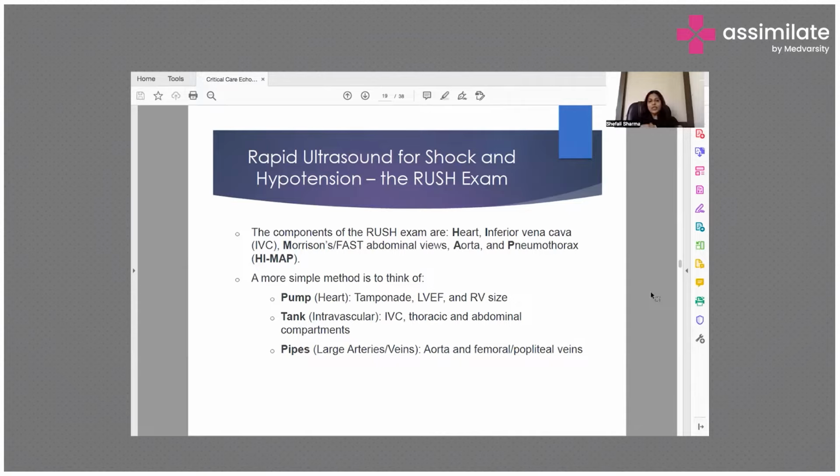you have to see the left ventricular ejection fraction and the right ventricular side. The tank, that is the intravascular compartment: you have to look at the IVC, and at the thoracic and abdominal compartments. And the pipes, which are your large arteries and veins, where you are looking at the aorta, femoral, and popliteal veins.